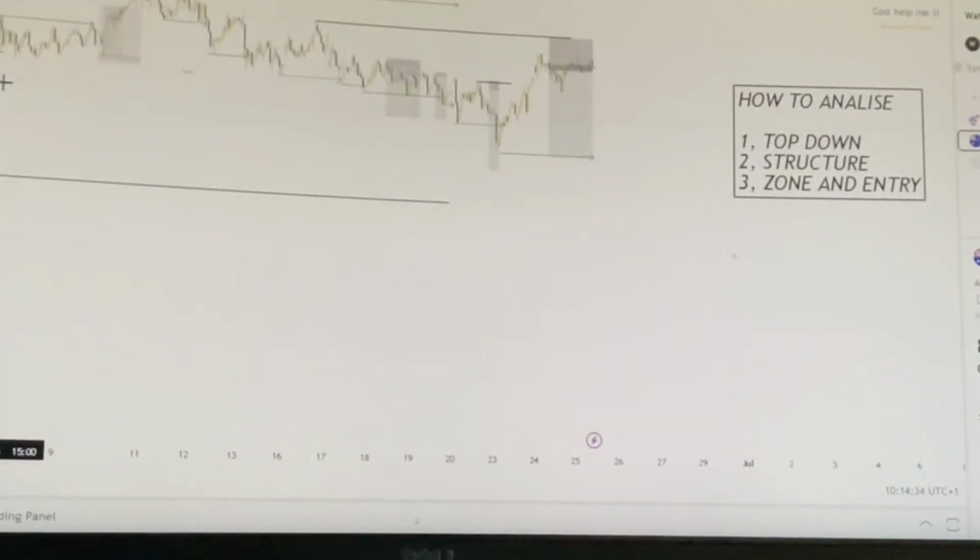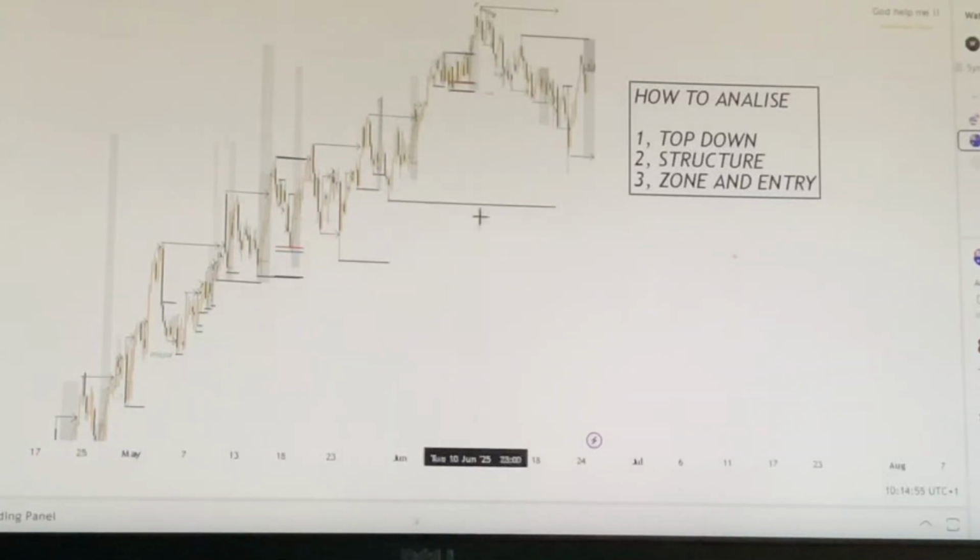You see why it's called top down analysis. You see this failed swing. If you're trading SMC, you know what is failed swing, right? Because of this failed swing, because of that, let's go back to our higher time frame.